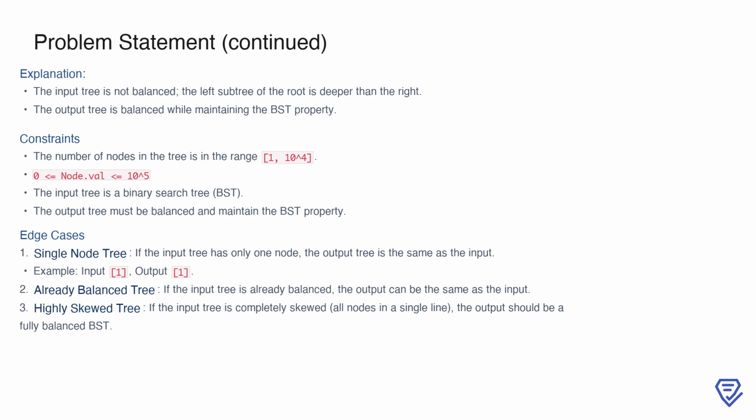The constraints for this problem allow up to 10,000 nodes, and node values range from 0 to 100,000. Special cases to consider include single-node trees, already balanced trees, and highly skewed trees, all of which must be handled correctly to produce a balanced BST as output.